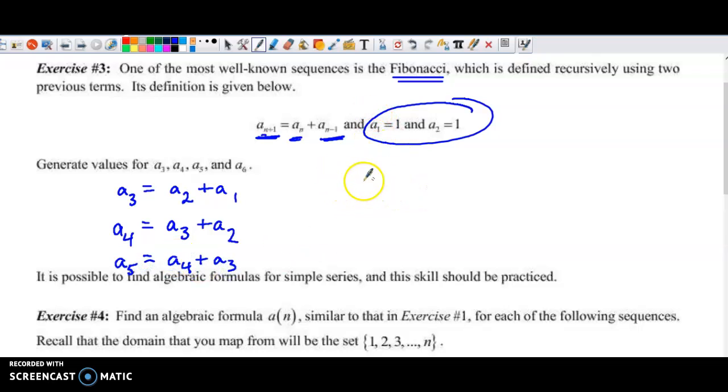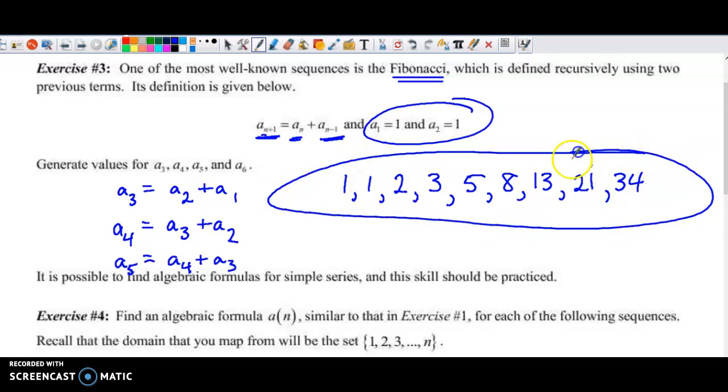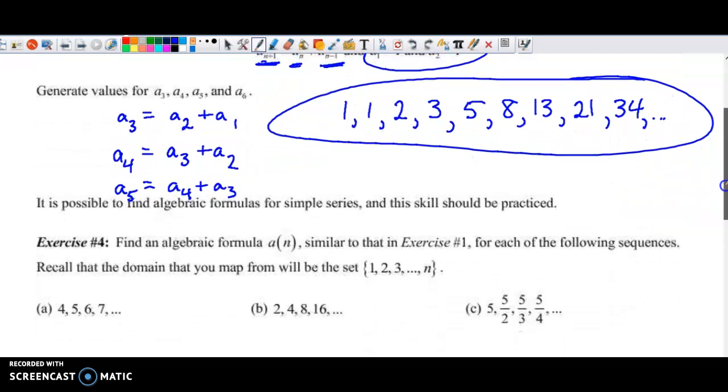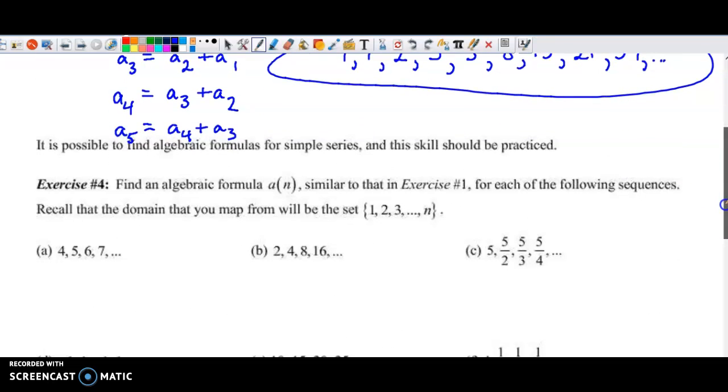So I'm going to go ahead and write out the first. So basically, to get the next term, you add 1 plus 1 is 2. To get the next term, 1 plus 2 is 3. The next term is 5, 2 plus 3, 8, 13, 21, and we can explain this a little bit more in class, but that's the Fibonacci sequence. So it is a recursive definition.